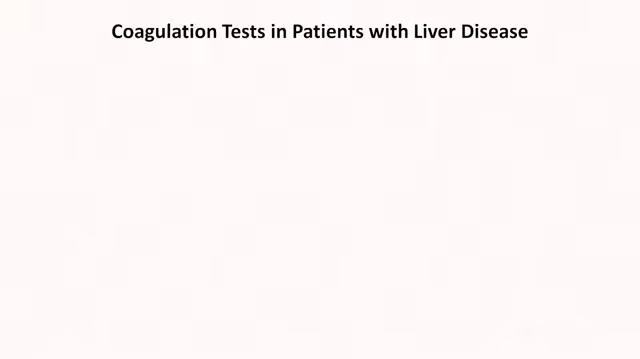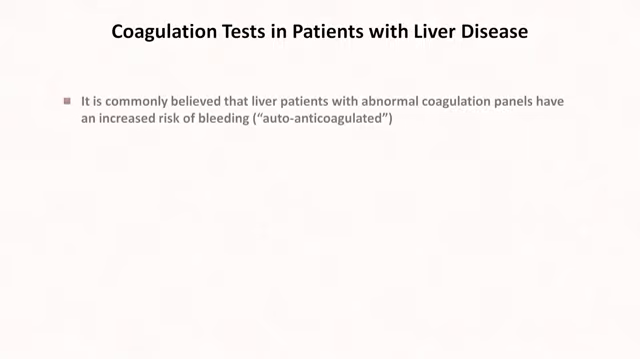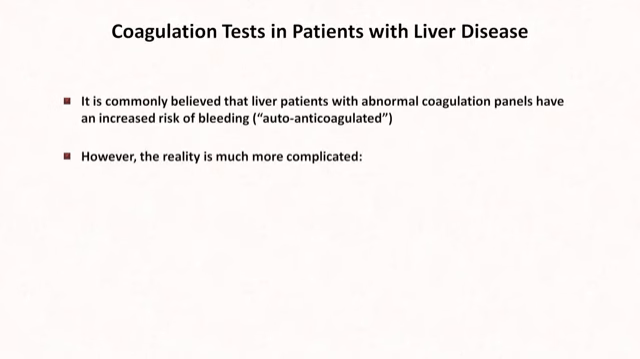So I'm almost at the end, but there are just two very quick practical topics that also need to be mentioned. First is the interpretation of coagulation tests in patients with liver disease. It's commonly believed that liver patients with abnormal coagulation panels have an increased risk of bleeding. In other words, I often hear the term auto-anticoagulated, particularly in the context of the decision to not place a patient with cirrhosis on DVT prophylaxis. However, the reality is much more complicated.